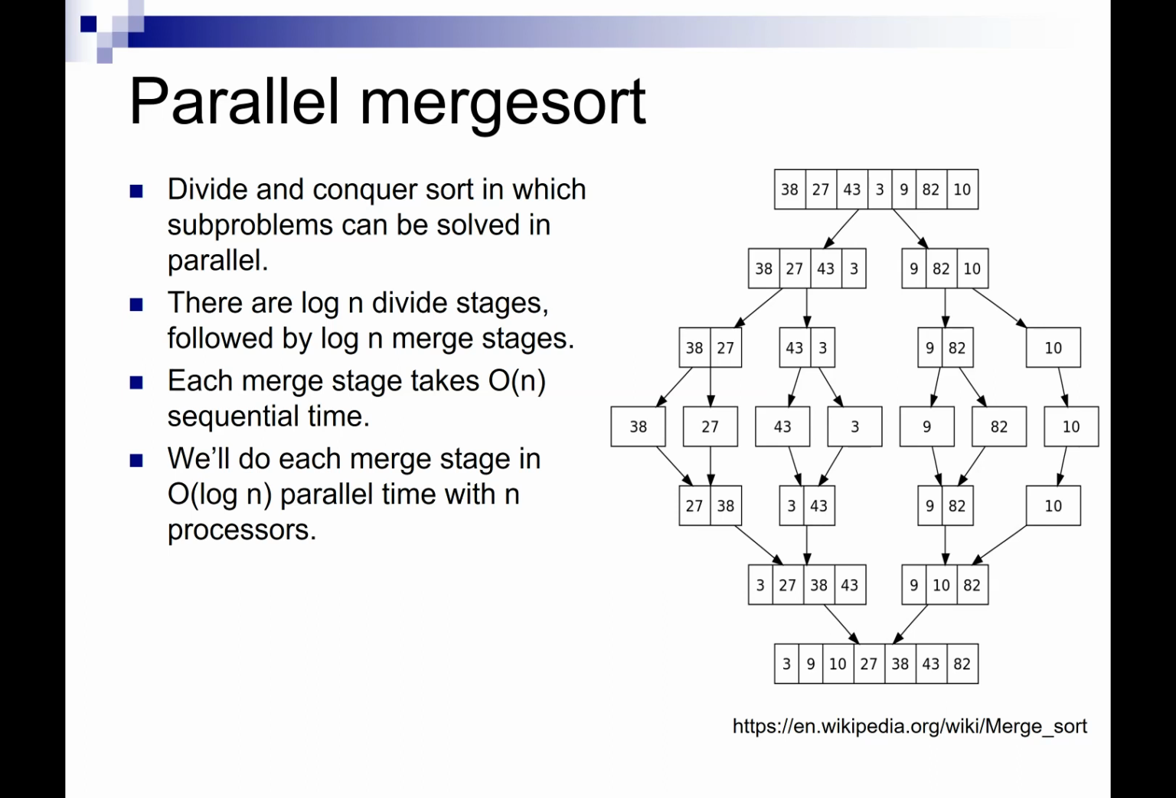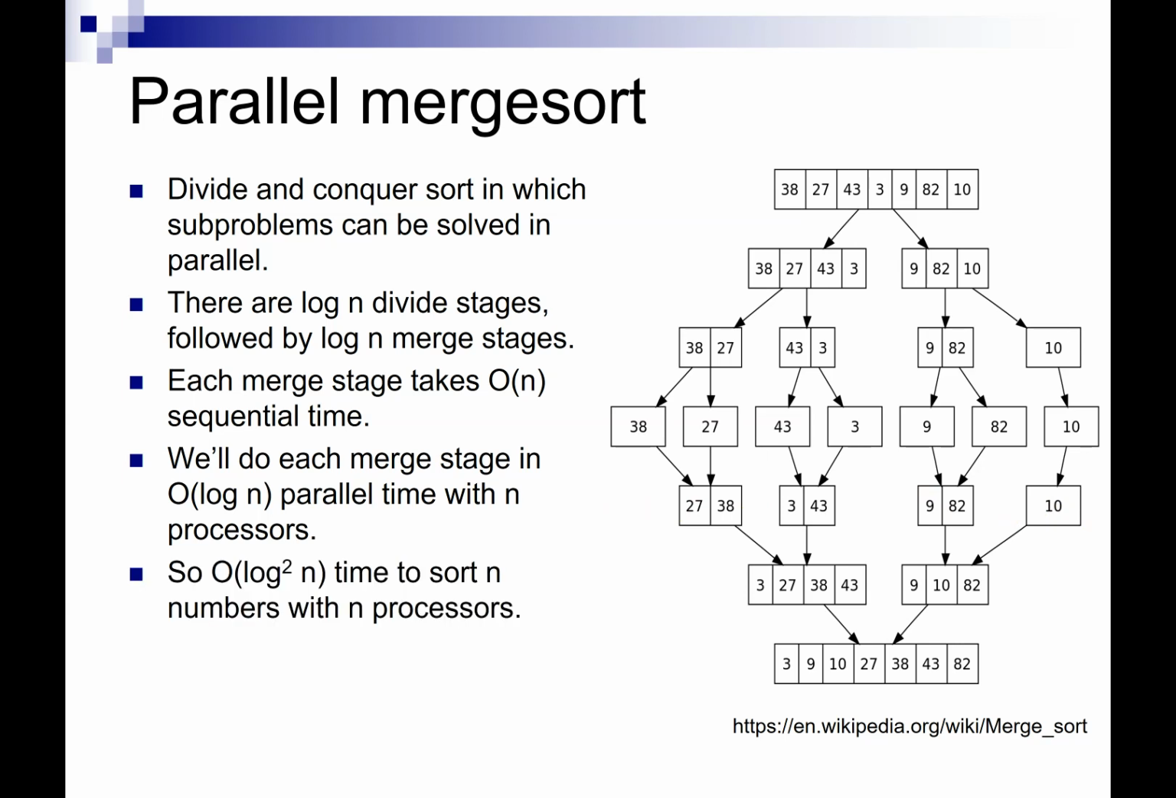The main thing that we're going to do in order to implement parallel merge sort is show how to do each of these merging stages in order log n time when you have n parallel processors. You have n numbers over here in total, and we want to merge all of these sublists, and we'll see how to do this in log n time if you have n processors.